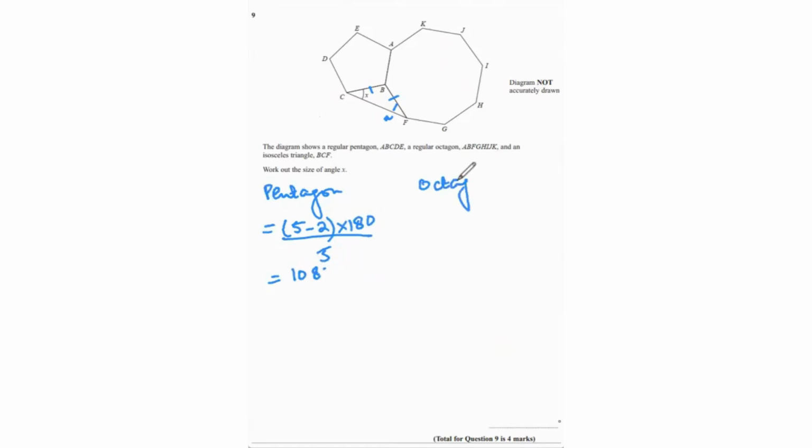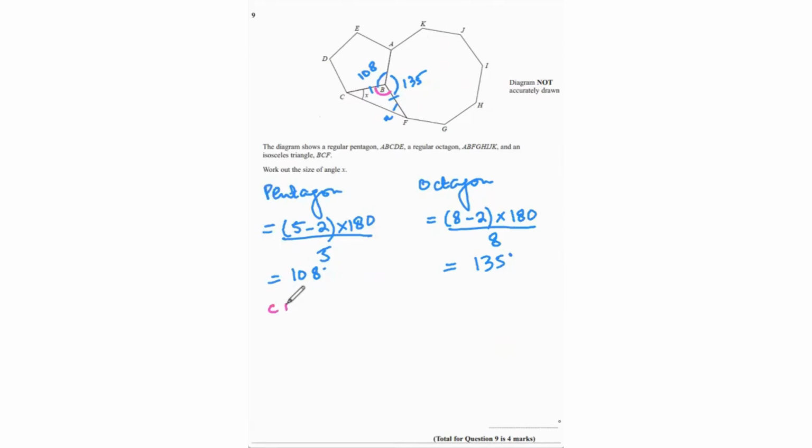Then octagon, that's going to be 8 minus 2 times 180 over 8. That's going to give us 135. So this angle over here is 108 and this angle over here is 135. Now we can easily find this one by subtracting 108 and 135 from 360 because all of them add up to 360, a full circle.